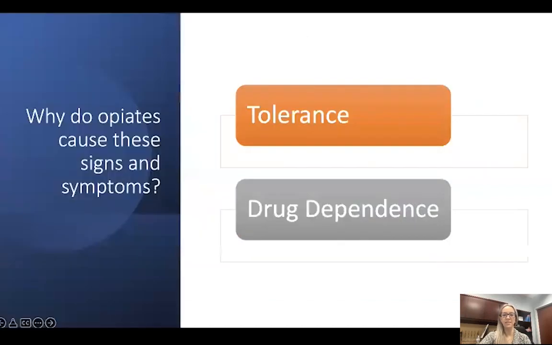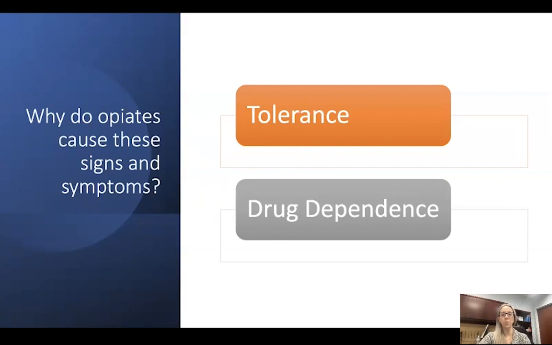And in order to get to this, we sort of have to talk about the concept of tolerance and drug dependence. So over time, you have repeated exposures to higher and higher doses of opioids. So the brain chemistry actually changes. And so what happens is a brain without opioids no longer can function normally because it has gotten used to having that.